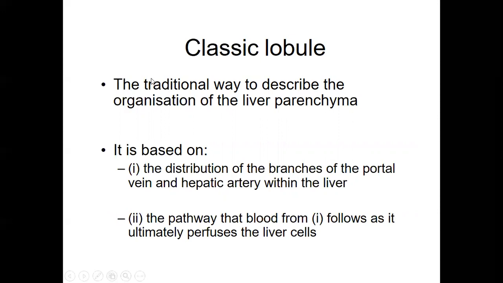What is the classic lobule? The classic lobule is the traditional way to describe the organization of the liver parenchyma. The classic lobule is based on the distribution of the branches of the portal vein and hepatic artery within the liver. These are the reference points. It is also based on the pathway that blood follows as it ultimately perfuses the liver cells. So it means how the blood will ultimately perfuse the liver cells. It's based on these two components.